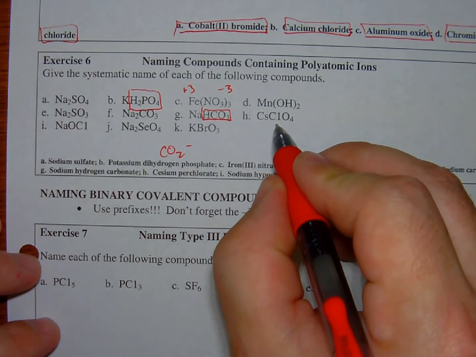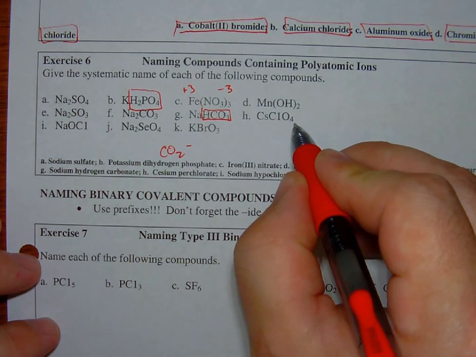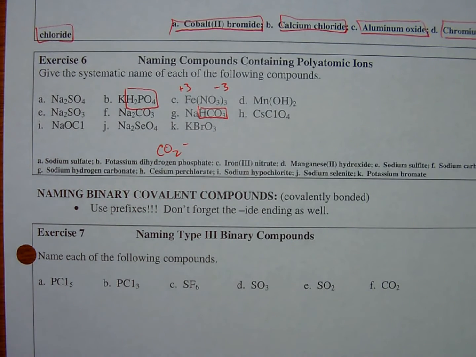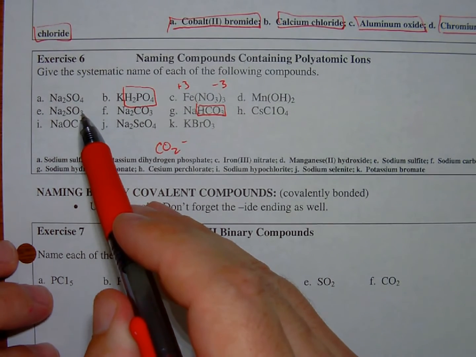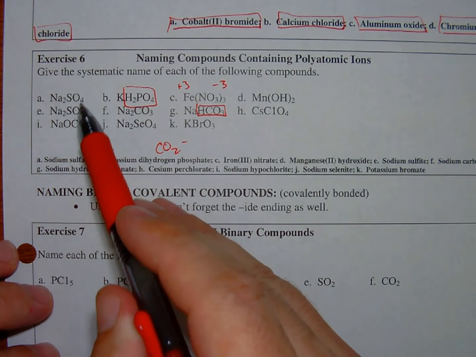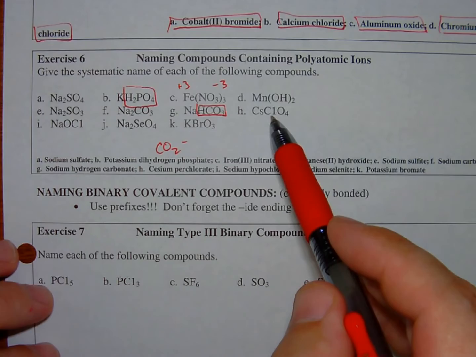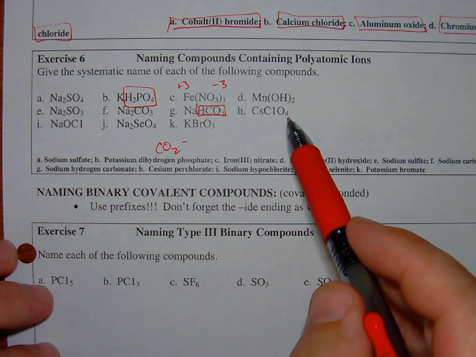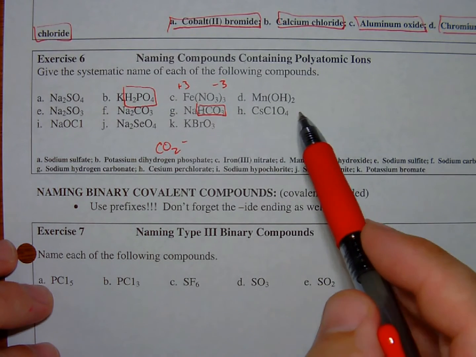We talked about perchlorate as one of the examples of one of the patterns that we want to be familiar with, right? So this relationship of sulfite and sulfate, ite and ate. There's the perchlorate. This is cesium perchlorate.